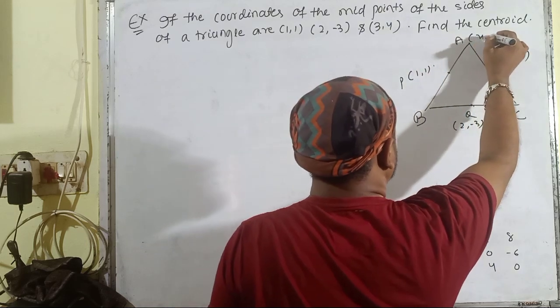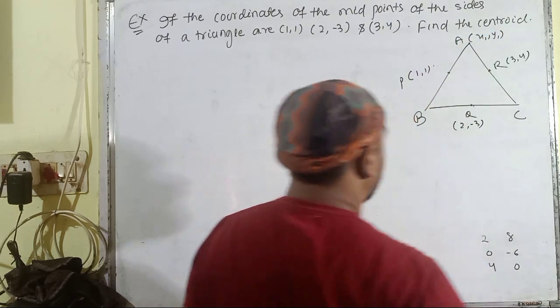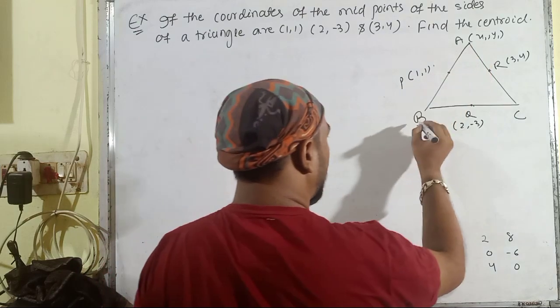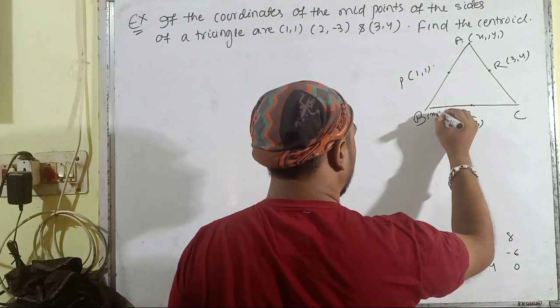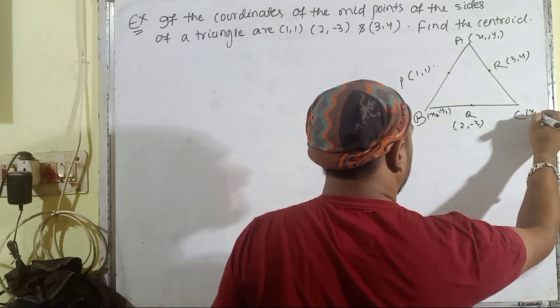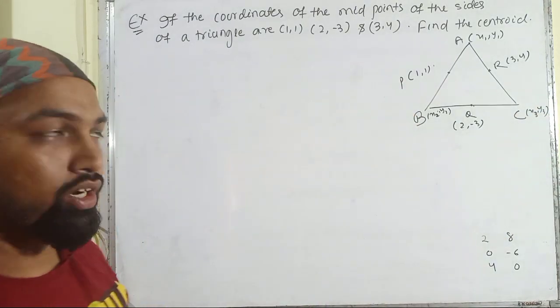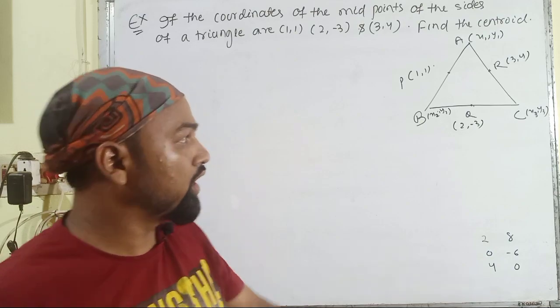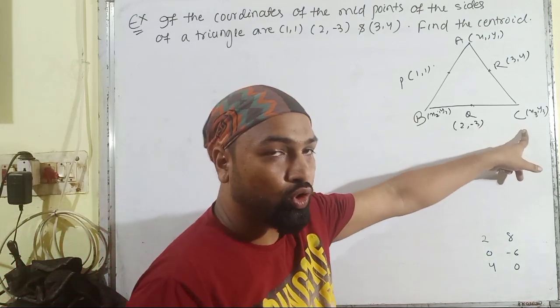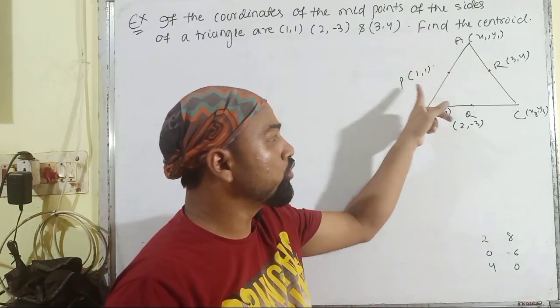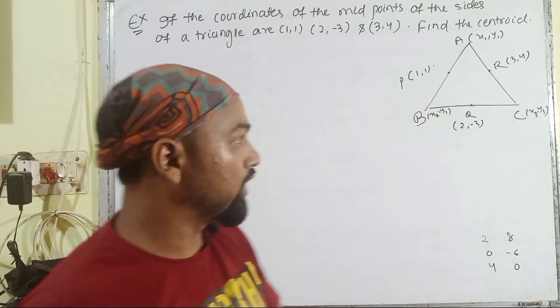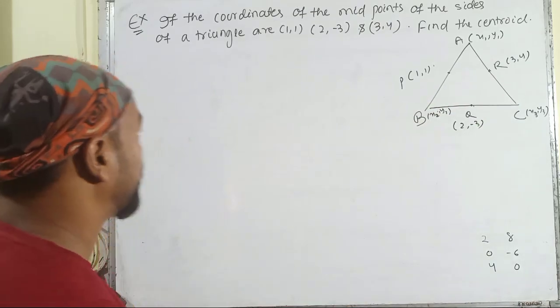Let us consider the vertices. The vertices are A(x1, y1), B(x2, y2) and C(x3, y3). But we have to find the centroid. So first of all the work is here: we have to find the coordinates of the vertices by using the given midpoints of the sides, and then we have to find the centroid.